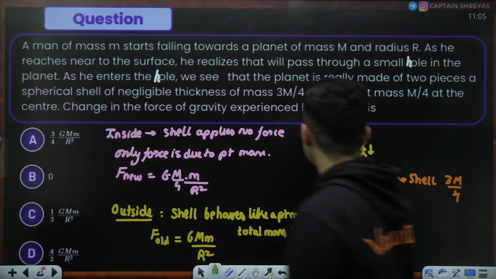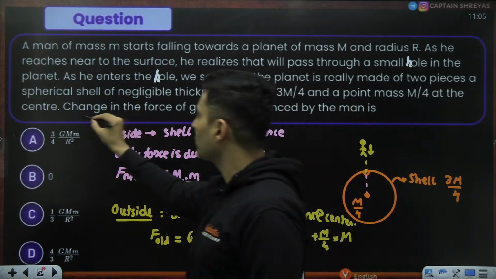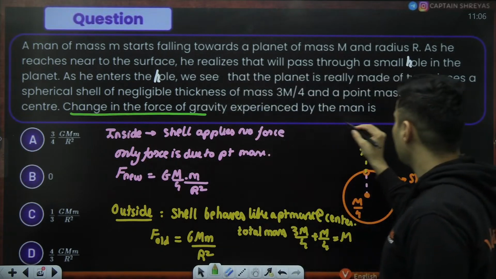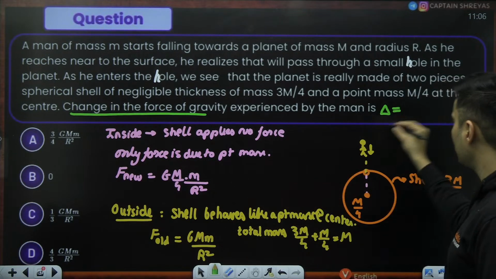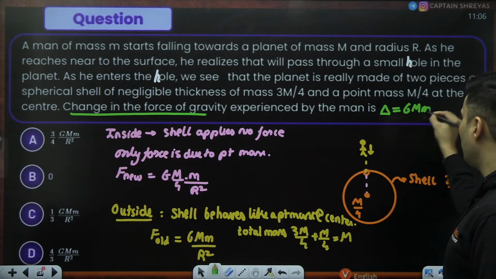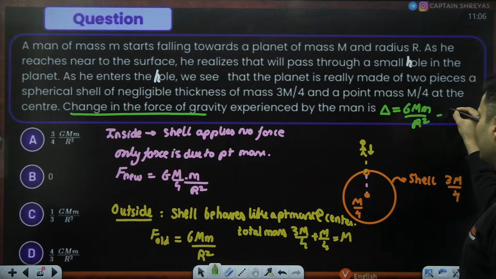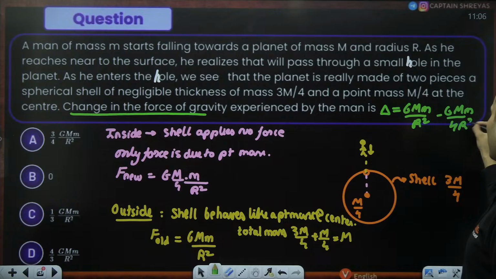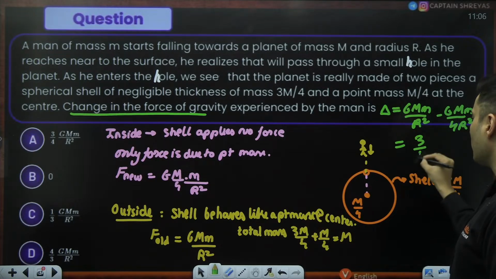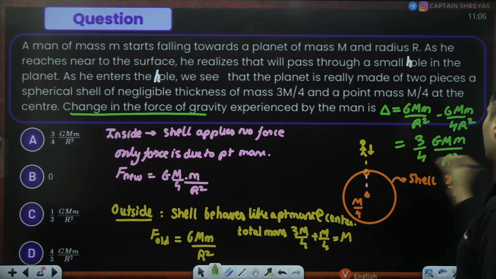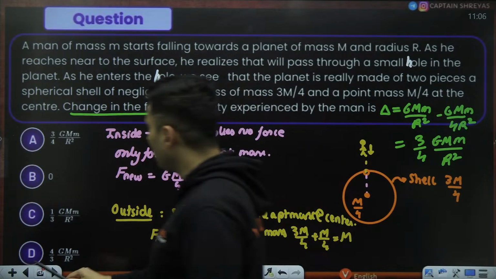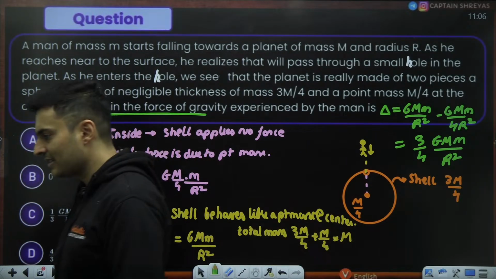But the question is, what is the change in the force of gravity? That is what the question is. So the change in the force of gravity will be this minus this. So G m m by r square minus G m m by 4 r square. 1 minus 1 by 4 is 3 by 4. So 3 by 4 G m m divided by r square. So this is a good question. Option A should be the right answer. Perfect. It is the correct answer.